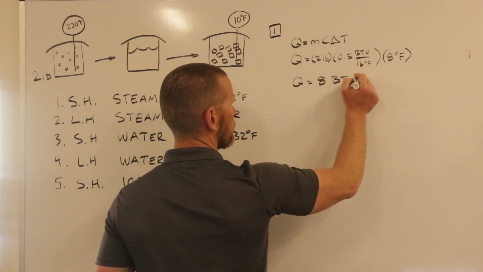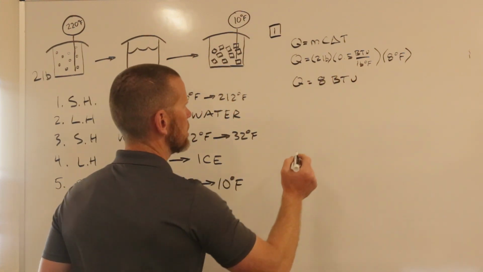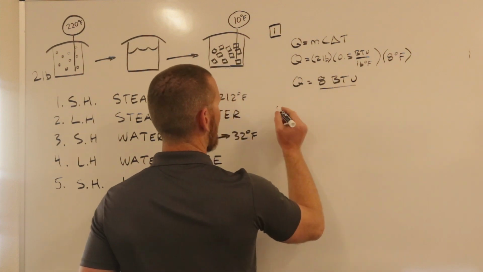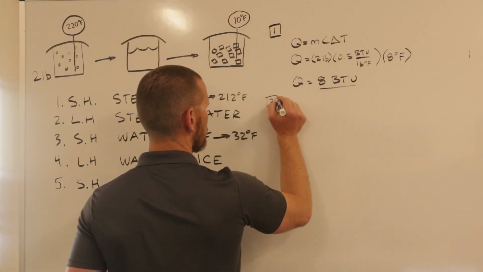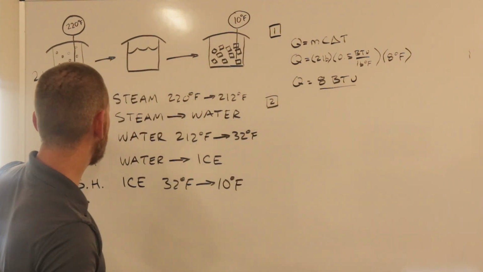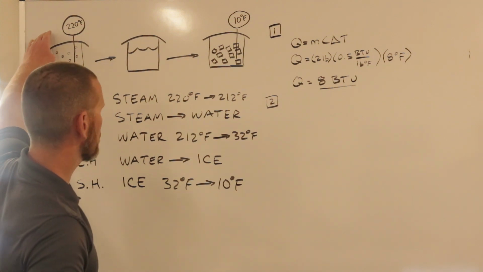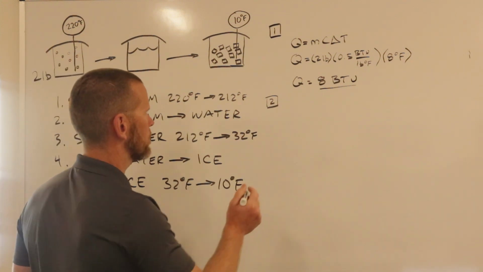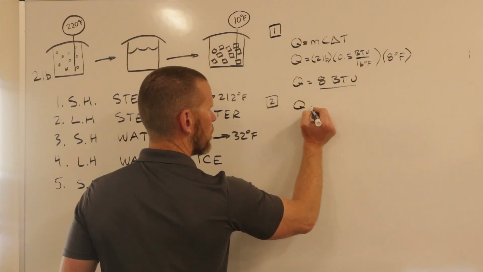All right. Step 1 of 5 complete. I'll go ahead and underline that to keep track of it. Now let's move on to step 2. This is the latent heat required to change our steam into water at 212 degrees Fahrenheit. So we'll apply the latent heat equation.